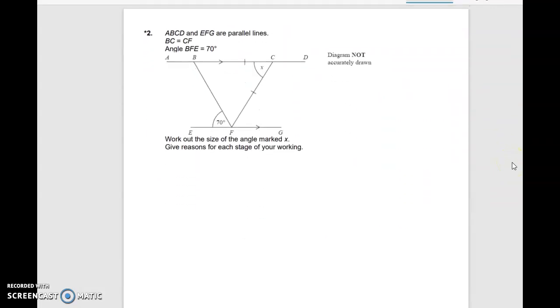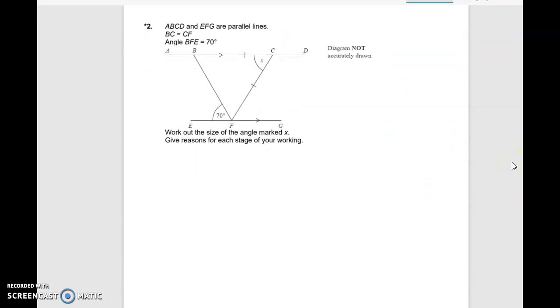Okay then, I'm going to have a look at question 2 here. So, similar sort of setup. I have 2 parallel lines, so I can use my alternate rule, corresponding rule, and co-interior rule, okay? And we've got an isosceles triangle again, okay? So I know that I've got this angle here 70, so I'm going to try and draw a Z again. Yes, there we go. So this angle here is 70 degrees. So I'd say that the angle FBC is equal to 70 because of the alternate rule.